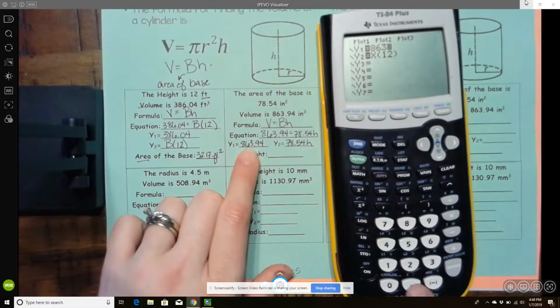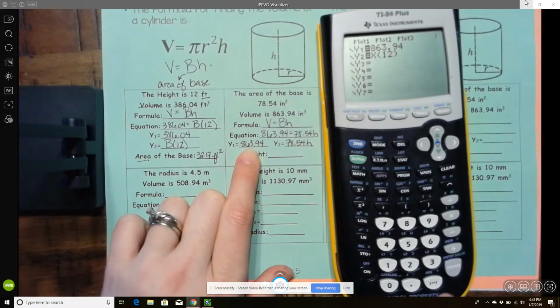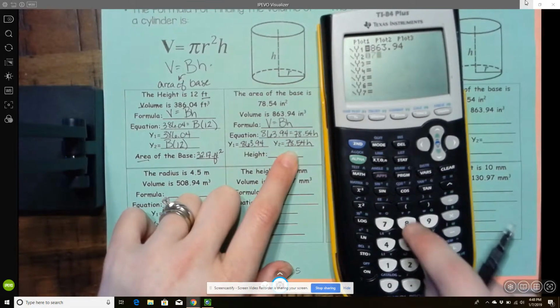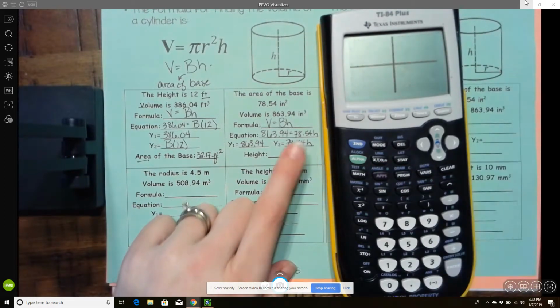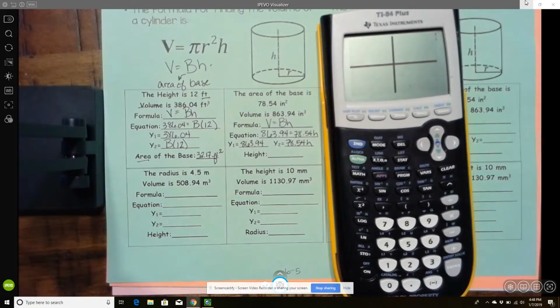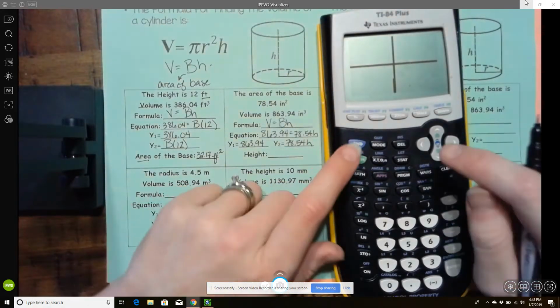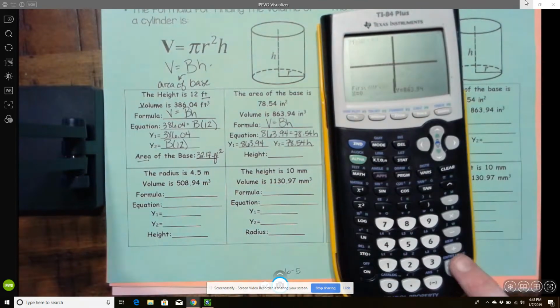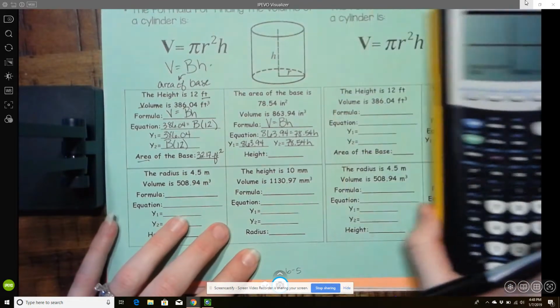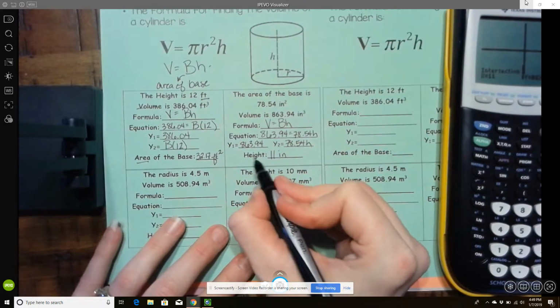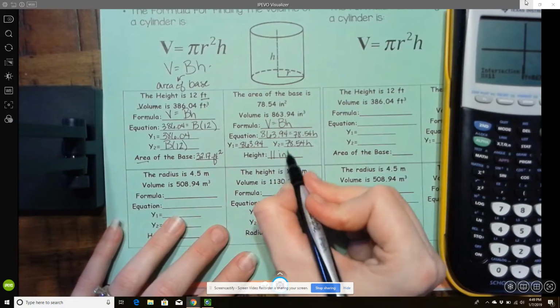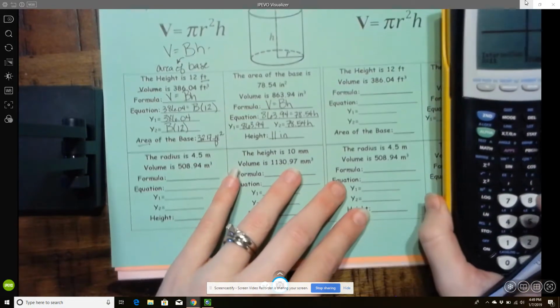So here I have 863.94, and then here I have 78.54. Don't have an H, going to use an X. All right, second trace 5. And I get X equals 11. So that means the height of this figure is 11 inches. Again, I'm dealing with just a dimension, so there's no exponent on my unit.